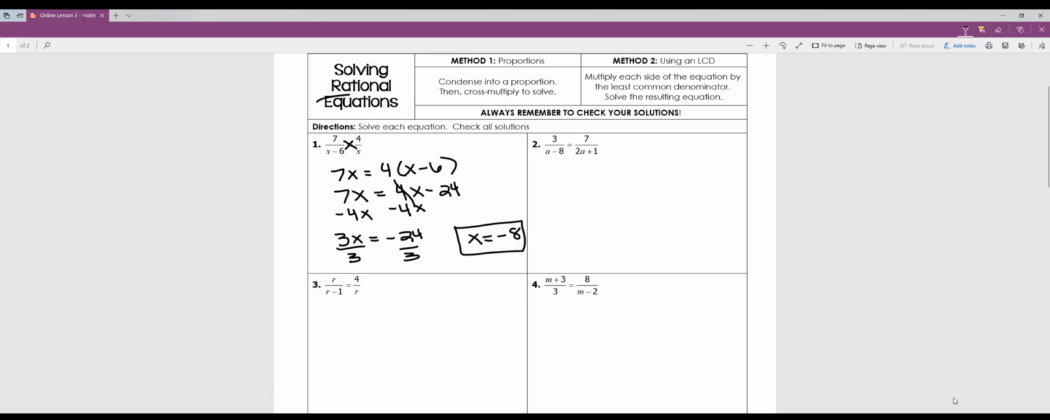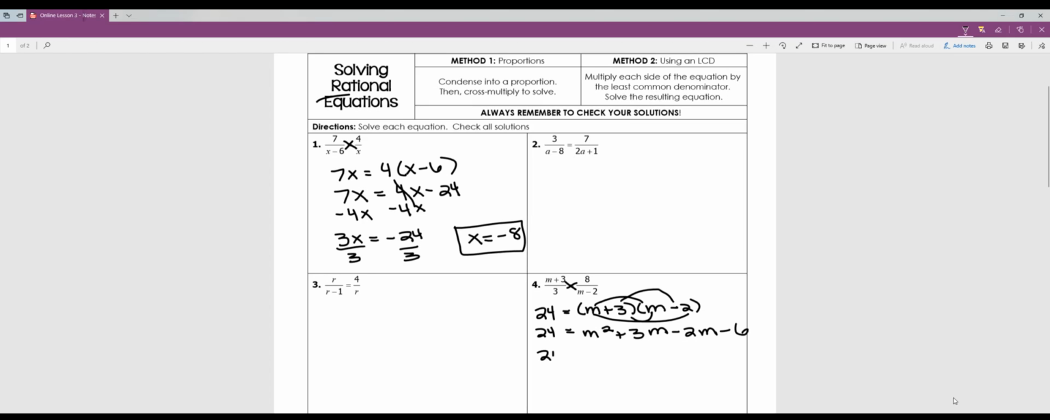Now, if we move on to number 4 down here, again, I have one expression on each side, so I'm going to do my proportion method and cross multiply again. So that 3 times 8 is going to give me 24. Now, I have two binomials that are being multiplied by each other, so I'm going to have to FOIL. So starting with my first two, I'll get m squared. Middle 2 gives me 3m. Outer gives me minus 2m, and my last ones gives me minus 6.